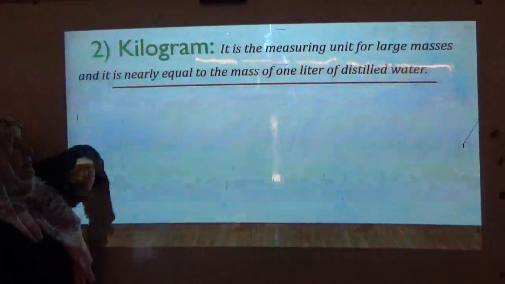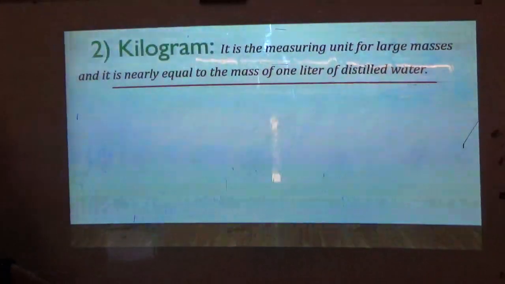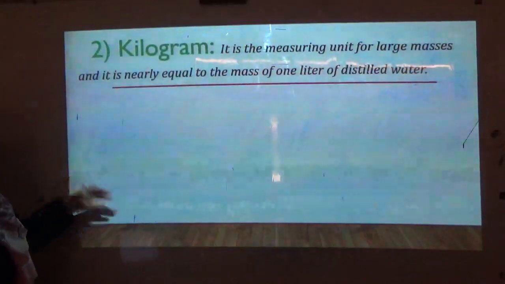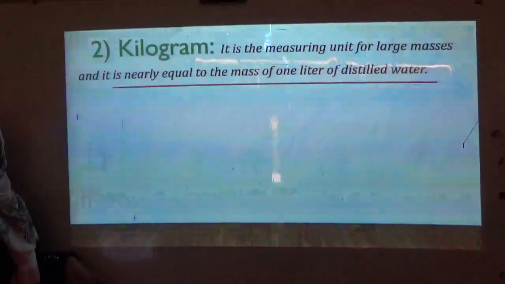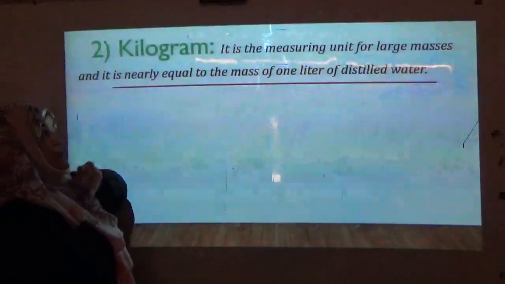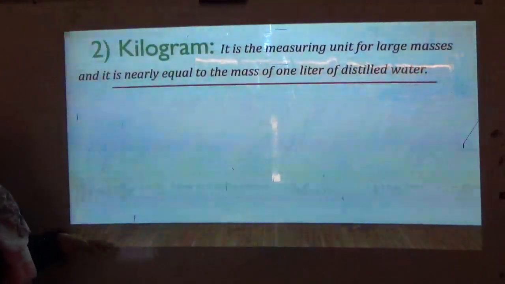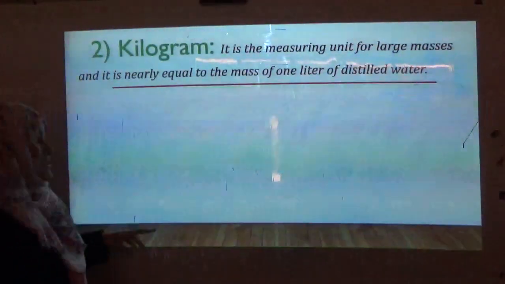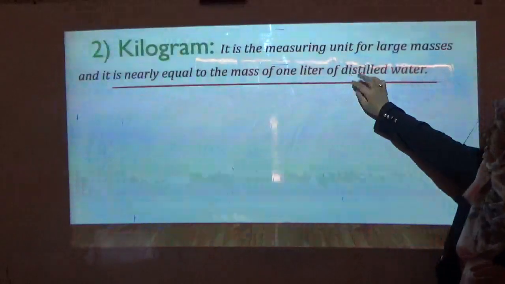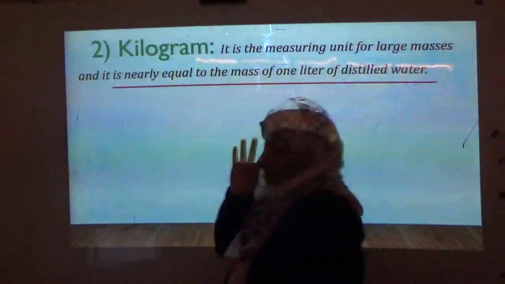Kilogram is a measuring unit for the large objects or the large masses, as I said before, fruits or vegetables, and it is nearly equal to the mass of 1 liter of distilled water. I think maybe it's your first time to hear about distilled water. What is meant by distilled water?